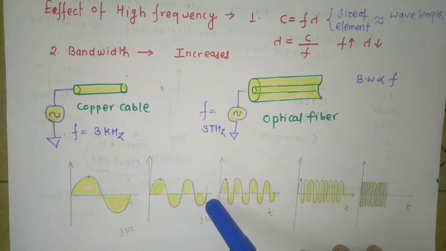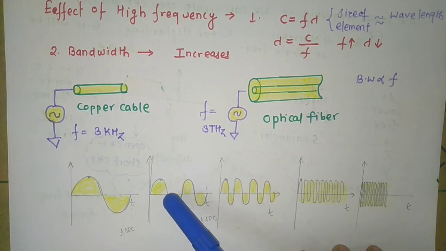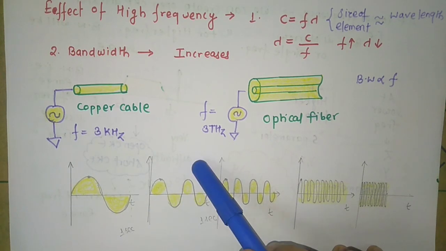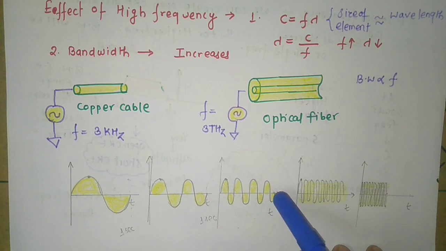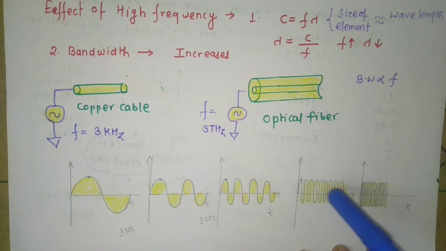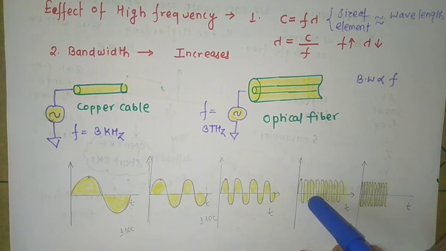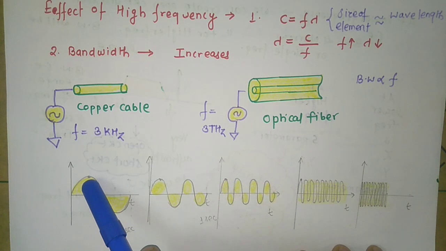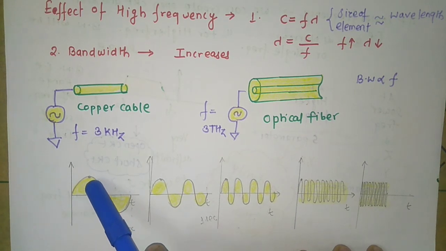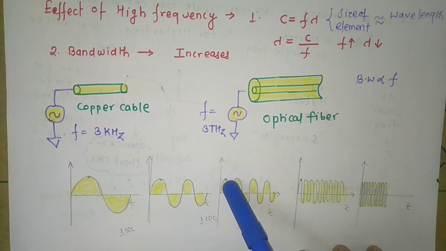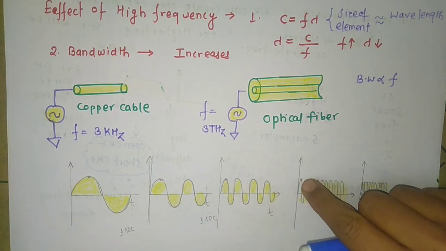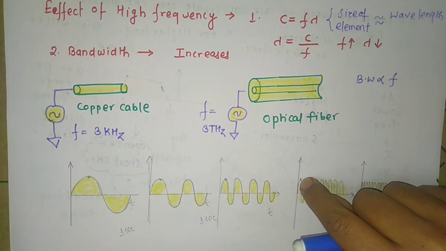In this case, how many cycles are there in 1 second? 2 cycles are there. Frequency is 2 hertz. Now in this case, 1, 2, 3, 4. The frequency is 4 hertz. When you increase the frequency, the graph will become denser and denser. At this point we can measure the instantaneous value. At this point, and this point, and this point, we can measure the instantaneous value.